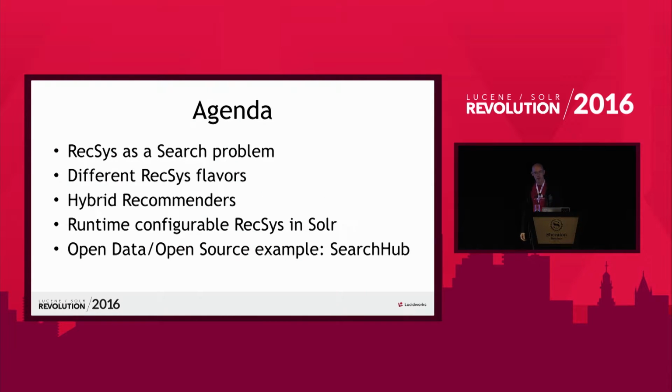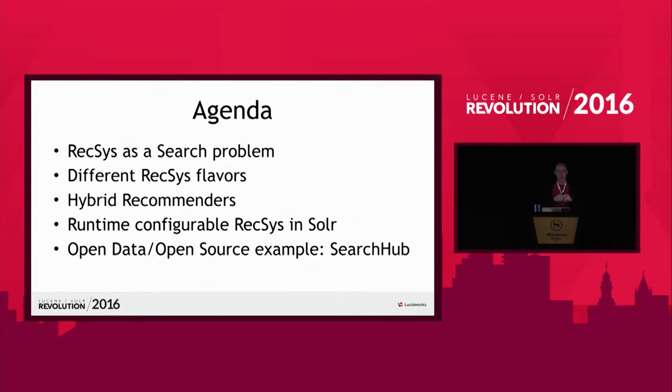Okay, a brief agenda of what we're going to talk about. First, justify my existence here. Why are we doing recommender systems at a search conference? So we'll talk about recommender systems as a search problem. We'll go over different flavors of recommender systems. Once you've got various flavors, we'll talk about how to mix them together, and in particular, how to make runtime configurable recommender systems with Solr, because there are some great practical benefits to doing that. And then at the end, we'll talk a little bit about an open data, open source example of playing with recommender systems so you can play at home.